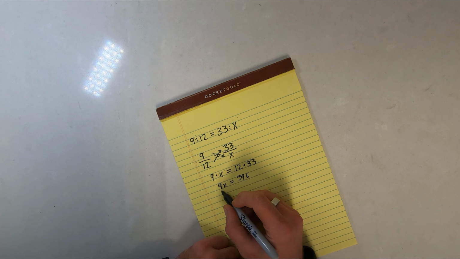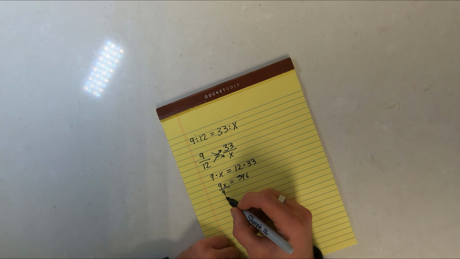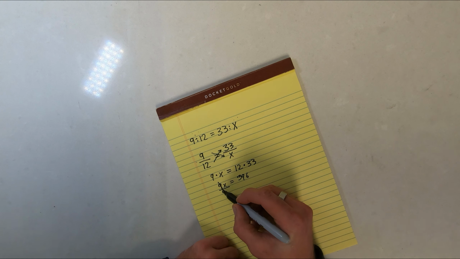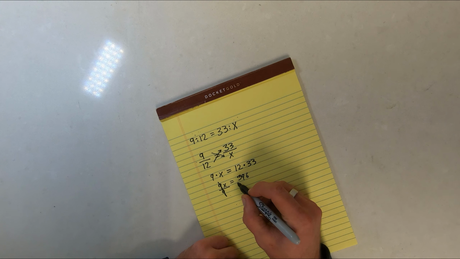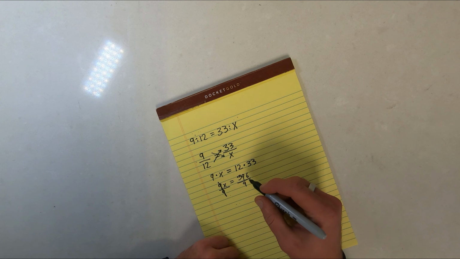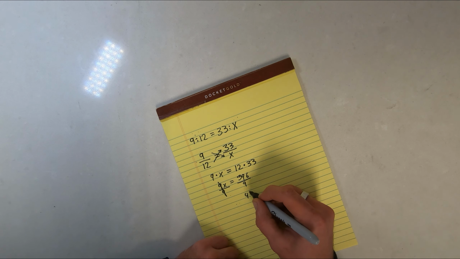396. Now we isolate the unknown. We divide by 9. x multiplied by 9 and then divided by 9 cancel out. And on this side, when we divide 396 by 9, we get 44.